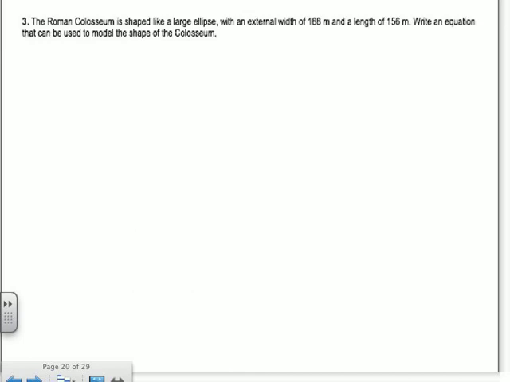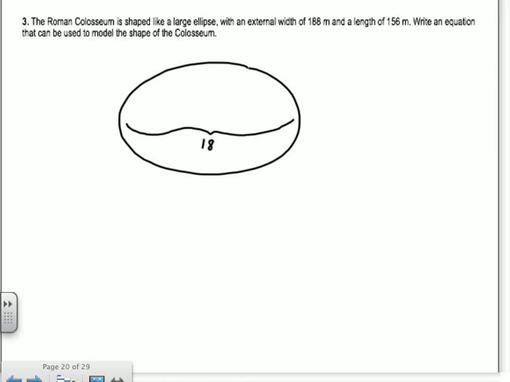Okay, and the last one, it says the Roman Colosseum is shaped like a large ellipse with an external width of 188 and a length of 156. Okay, so we have some kind of ellipse. So the external width, the width all the way across to the external walls, is 188, and the length is 156. Okay, write an equation that can be used to model the shape of the Colosseum. So let's call the center 0, 0.